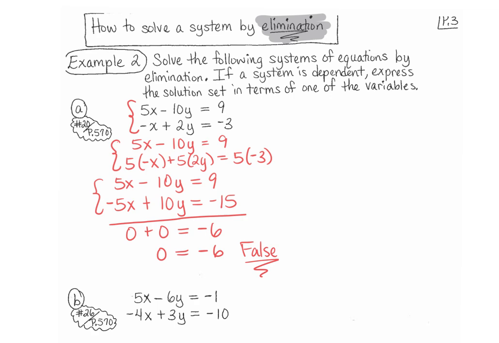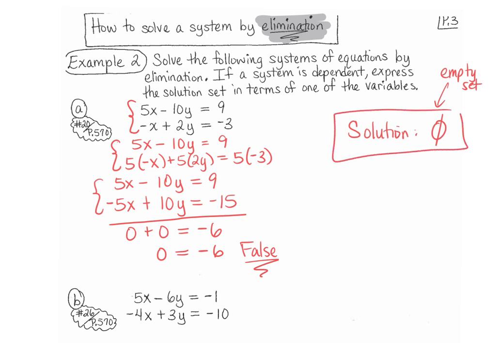So we have a system that resulted in a false statement. Which means what about our system? It has no solution. So, very good. So our solution, we write as the empty set. Remember, this means empty set. Solution is the empty set. And what do we say our system is? Inconsistent. You got it.